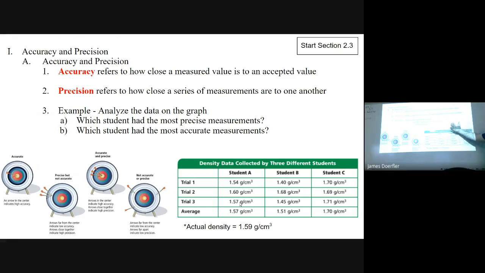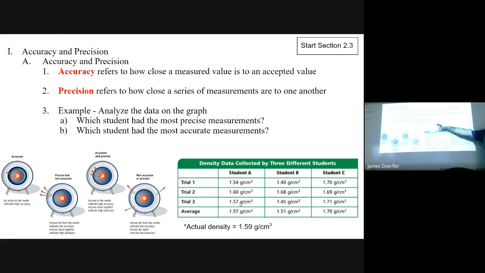Other examples. I added something to the slide. Okay. This is a table of measured densities of an unknown solution or unknown substance. I put a little star in here because this wasn't included in this table. It's included in the table on the next slide, I believe. But the actual density of this substance is 1.59 grams per cubic centimeter. Okay. And in order to really gauge accuracy and precision, as well as what we are going to calculate, percent error, you have to know the actual accepted value.